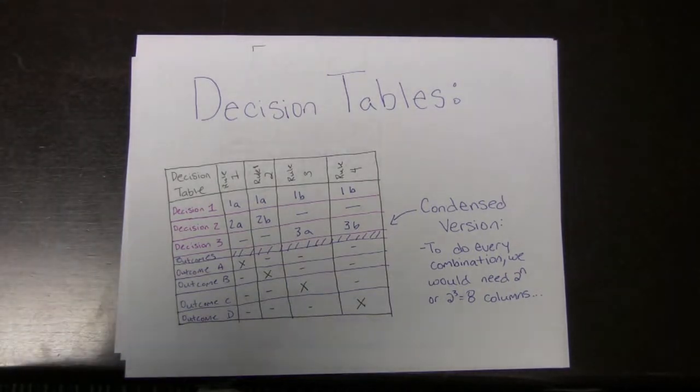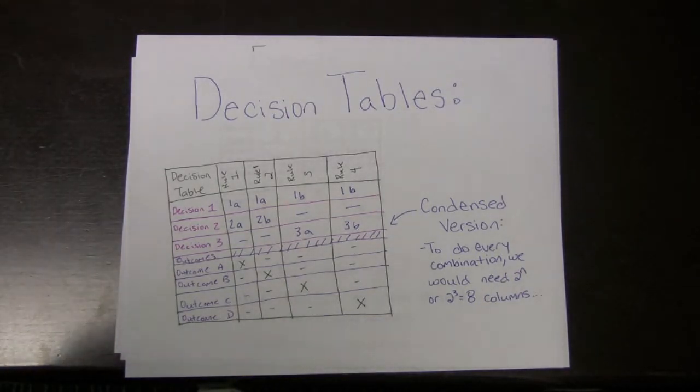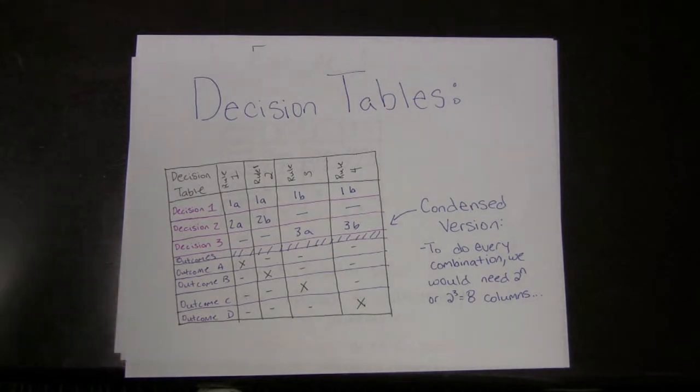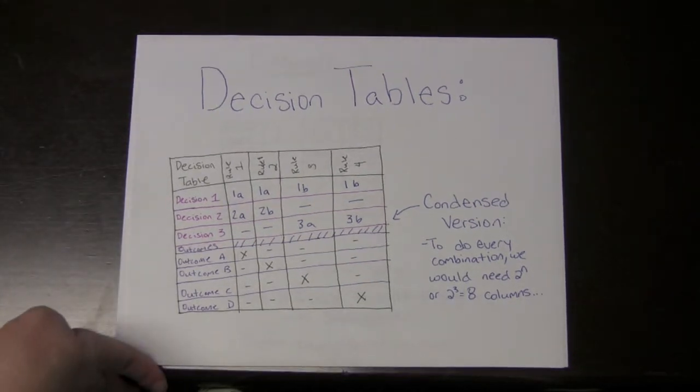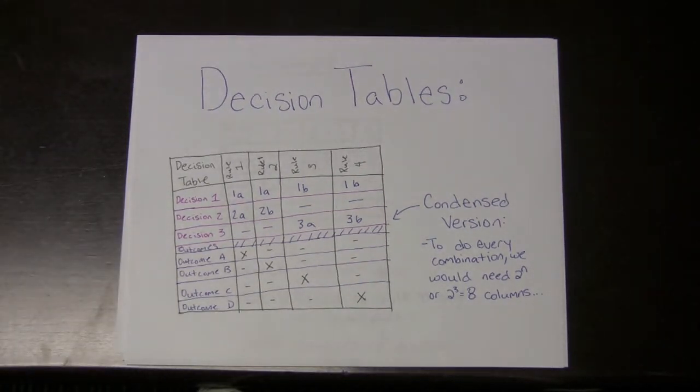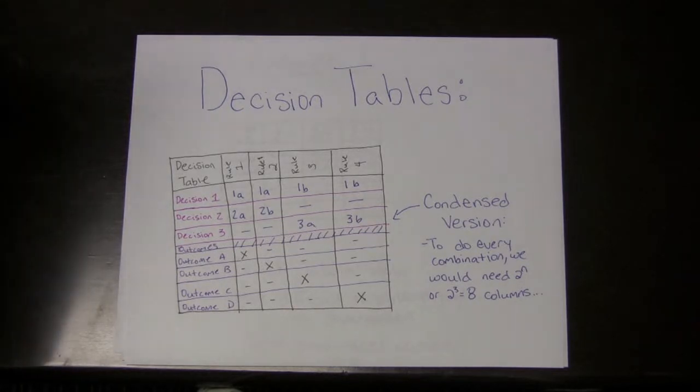For the mathematically minded, you can see that this could quickly lead to a very large table because each set of choices and decisions gets its own column. So to have the proper number of columns to ensure that you do every decision, you would have 2 to the n, or in this case, 2 to the 3, which would be 8. We only show 4 here.